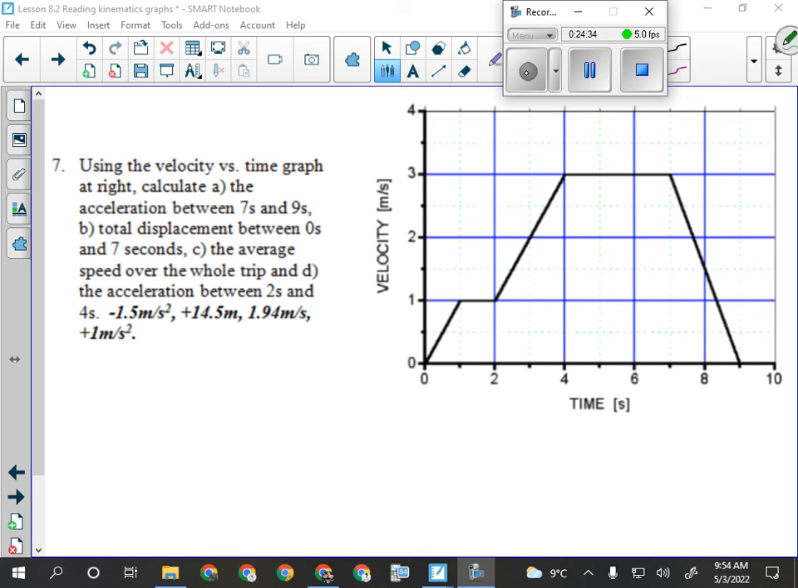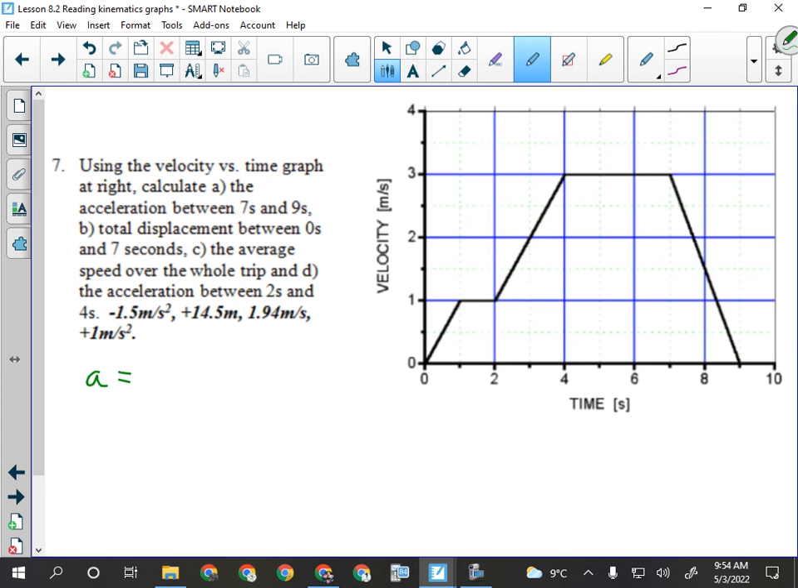Okay, let's have a look at a few things on here. For part A, they want us to calculate the acceleration between 7 and 9 seconds. So acceleration is final velocity minus initial velocity divided by time. We already know that the time is going to be 2 seconds because they told us it's between 7 and 9. Then I'm looking for the final velocity, 0, minus the initial velocity, positive 3. So 0 minus 3 is negative 3, divided by 2 is negative 1.5 meters per second squared.